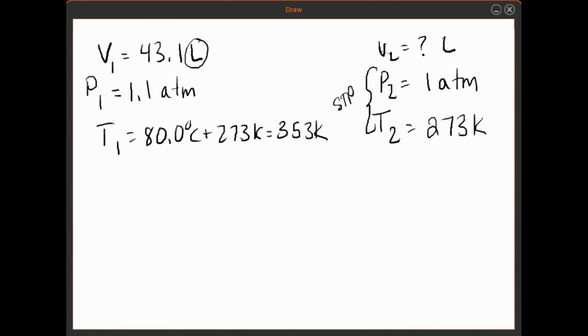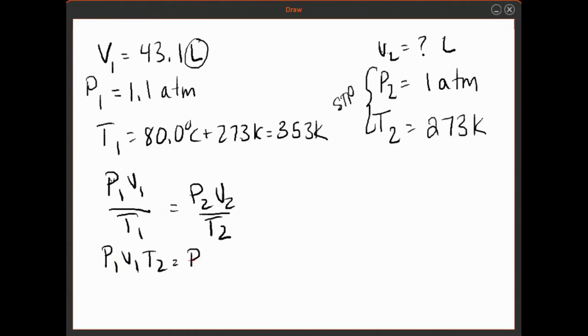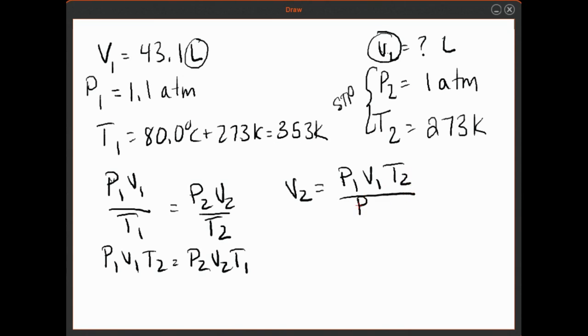And now we're just going to solve this exactly like we did before. P1 V1 over T1 equals P2 V2 over T2. Cross multiplying, we get P1 V1 T2 equals P2 V2 T1. And again, we're going to solve for V2. So V2 is equal to P1 V1 T2 all over P2 T1. Given that, now we can solve for our second volume.